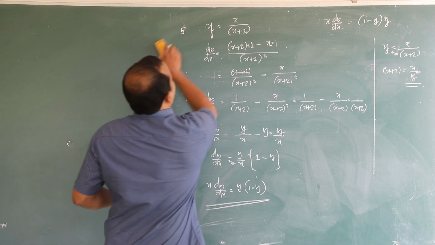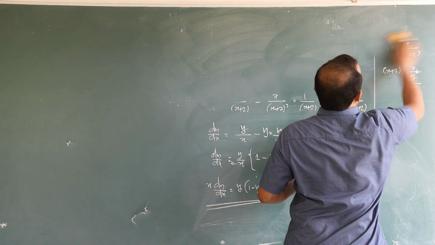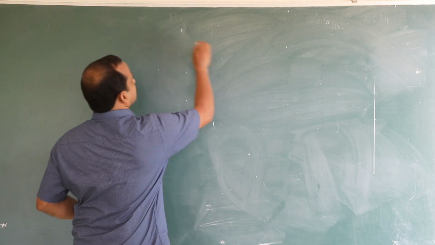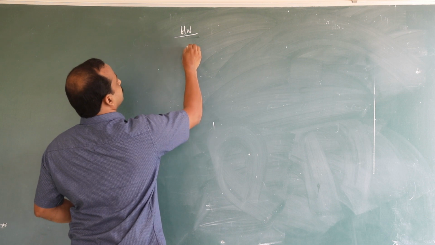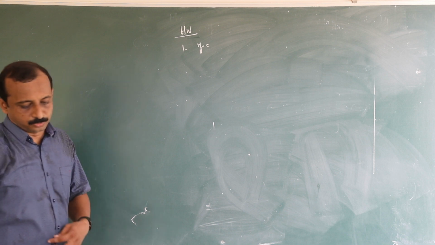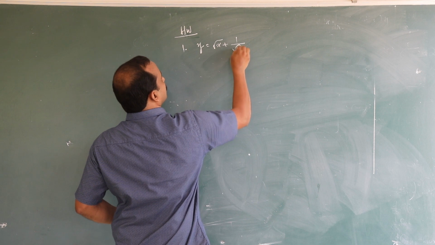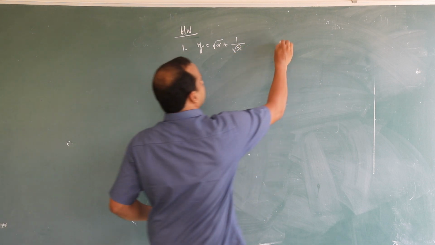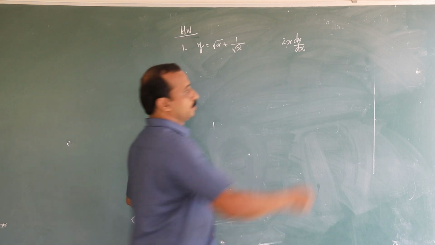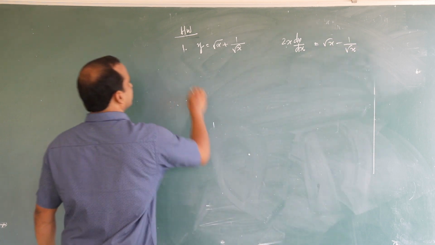Now, there are some further questions. Please try to find. Y is equal to root x plus 1 by root x. Prove that 2x into dy by dx equal to root x minus 1 by root x.